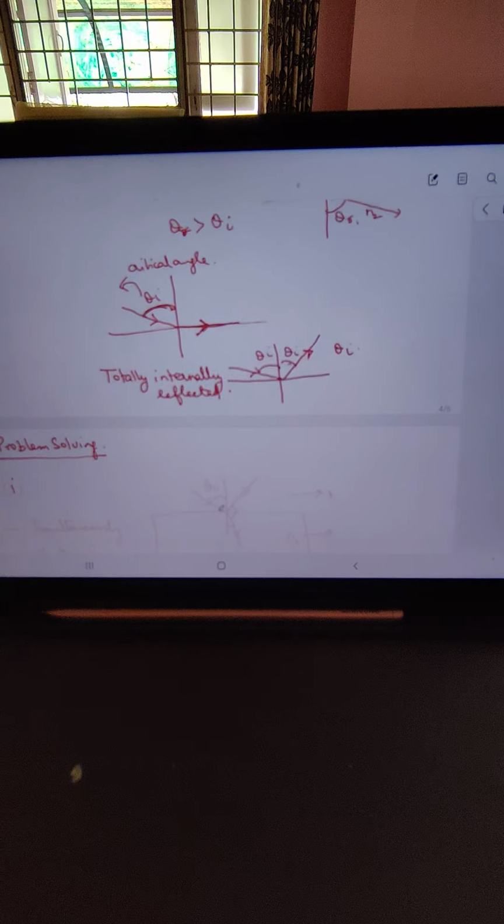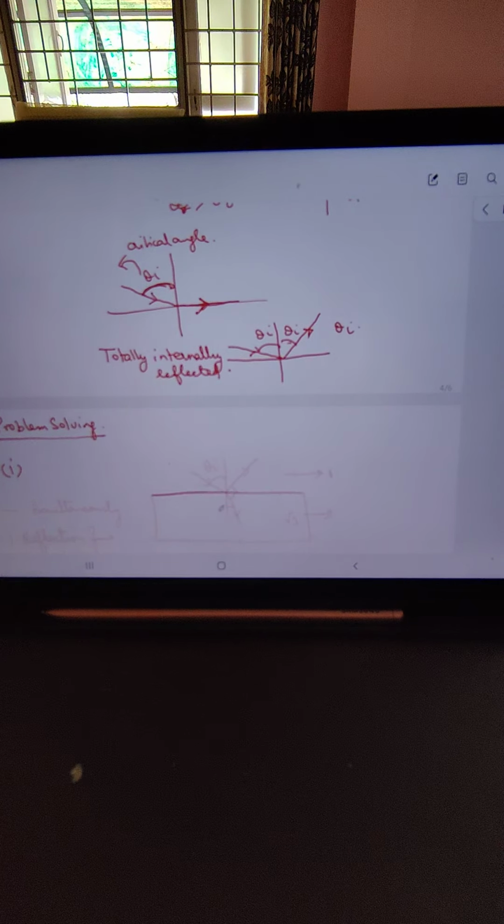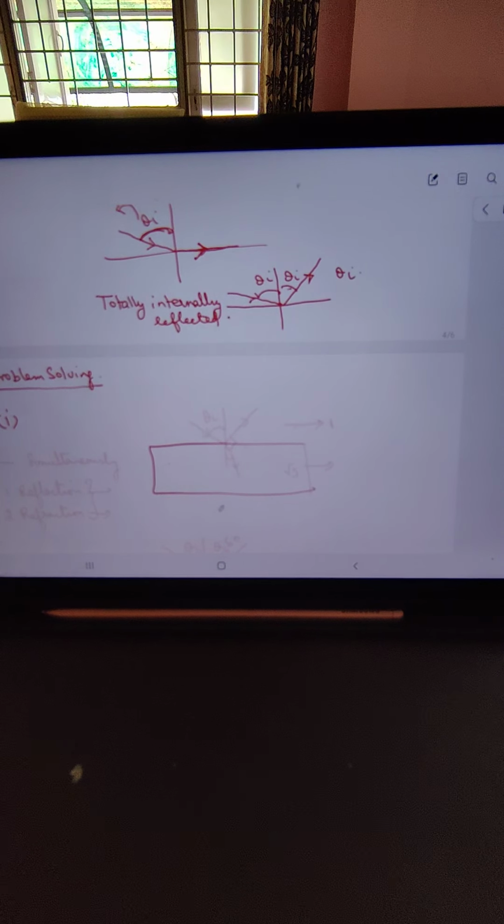The first problem reads as follows. A ray of light is incident on a transparent glass slab of refractive index √3. If the reflected and refracted rays are mutually perpendicular, that means this is the refracted ray, and this is the reflected ray, and these two rays are mutually perpendicular, then find the angle of incidence. We have to find theta I.